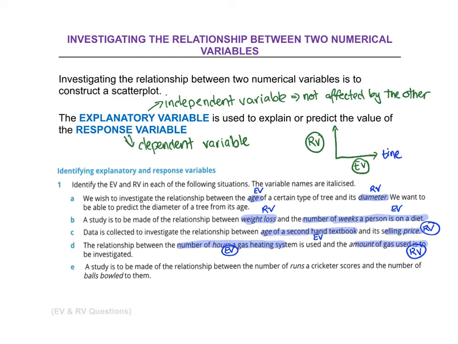Okay, so a study is made of the relationship between the number of runs a cricketer scores and the number of balls bowled to them. What would we be looking at the response of? What do you look at when you look at a cricketer? You generally look at their runs, don't you? Yeah? So the runs would be the response, and the number of balls that they actually had bowled to them will be explanatory. All right.